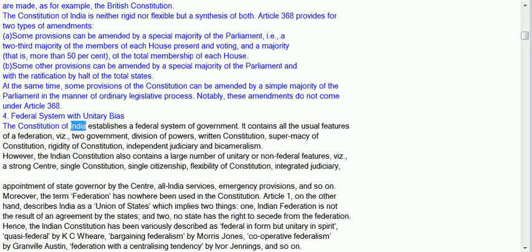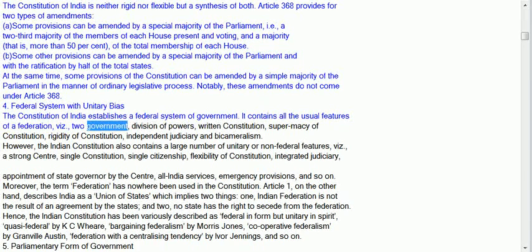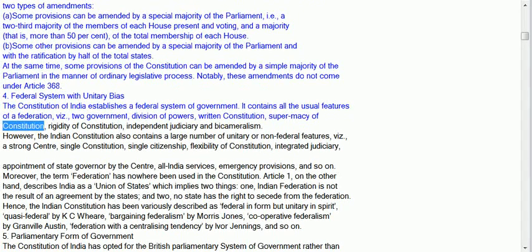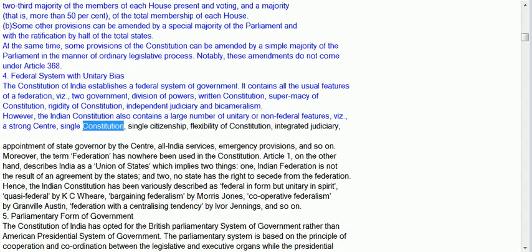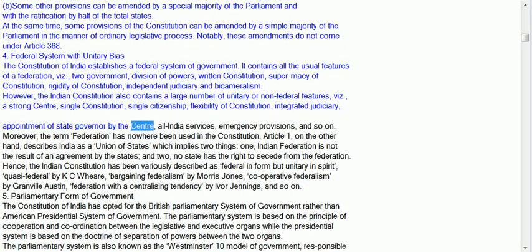The Constitution of India establishes a federal system of government. It contains all the usual features of a federation, viz., two governments, division of powers, written constitution, supremacy of constitution, rigidity of constitution, independent judiciary, and bicameralism. However, the Indian Constitution also contains a large number of unitary or non-federal features, viz. a strong center, single constitution, single citizenship, flexibility of constitution, integrated judiciary, appointment of state governor by the center, all India services, emergency provisions, and so on.